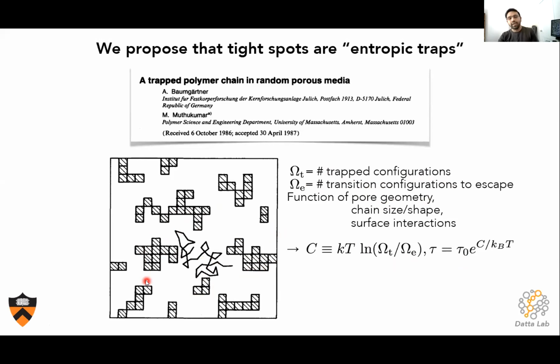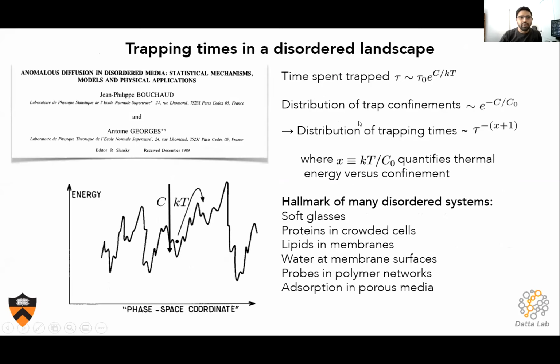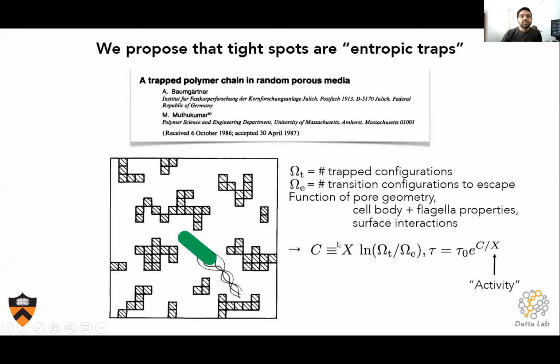Now, we say we have an analogous system where a bacterium is inside this pore instead of this polymer. But now, instead of thermal energy, the bacteria have their active energy. So their time spent should be a competition between this confinement and cellular activity instead of thermal motion.